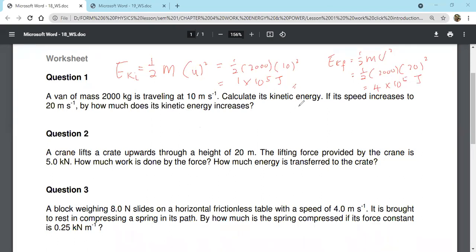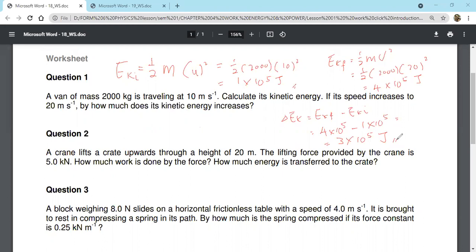So what is the change in the kinetic energy? Change of the EK is equal to EK final minus EK initial. So it will be 4 times 10 to the power 5 minus 1 times 10 to the power 5. The difference is 3 times 10 to the power 5 joule. Okay, so this is for question number 1.